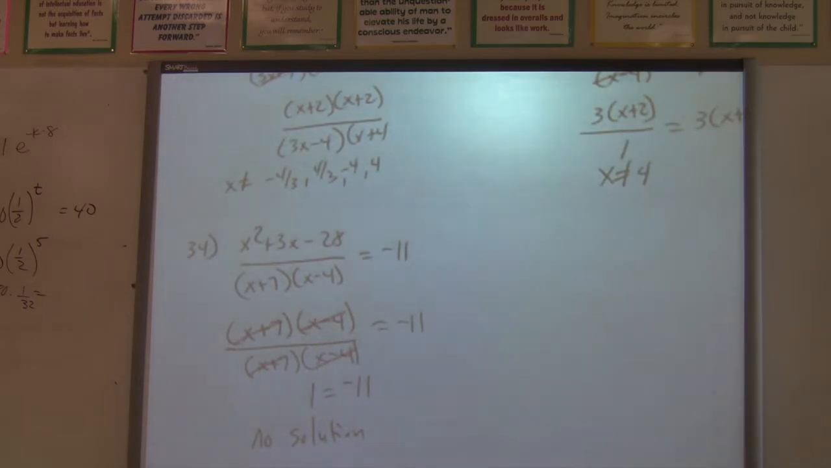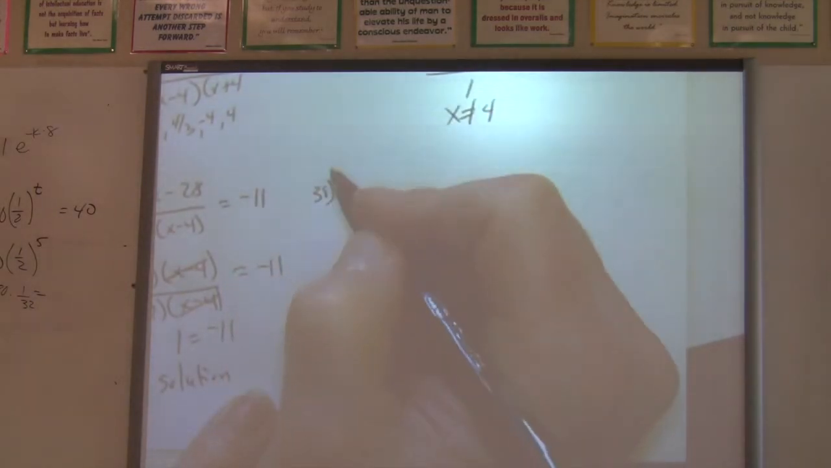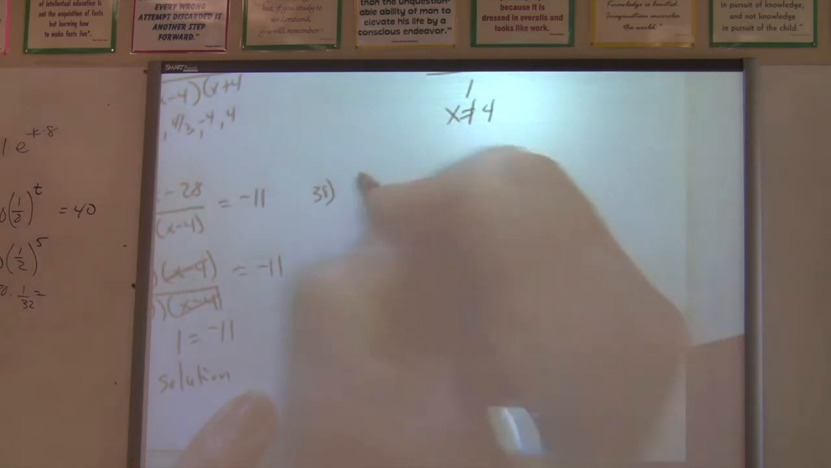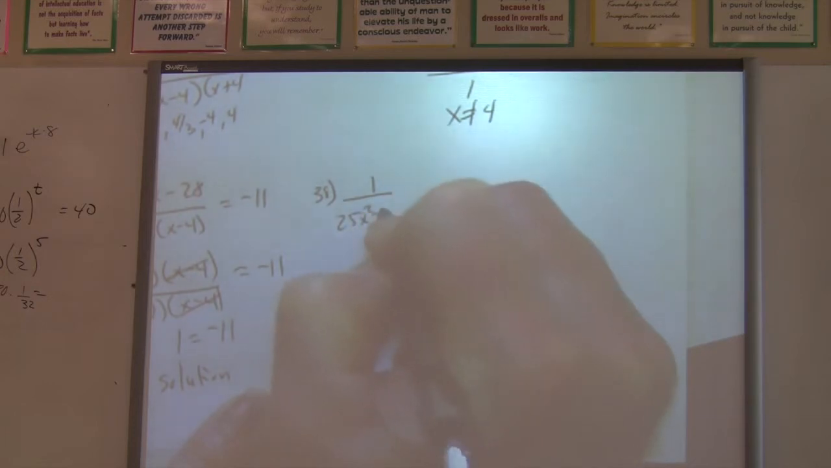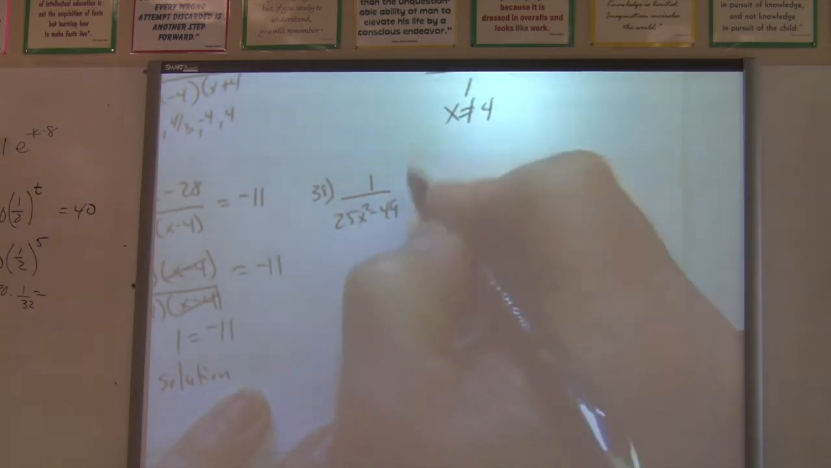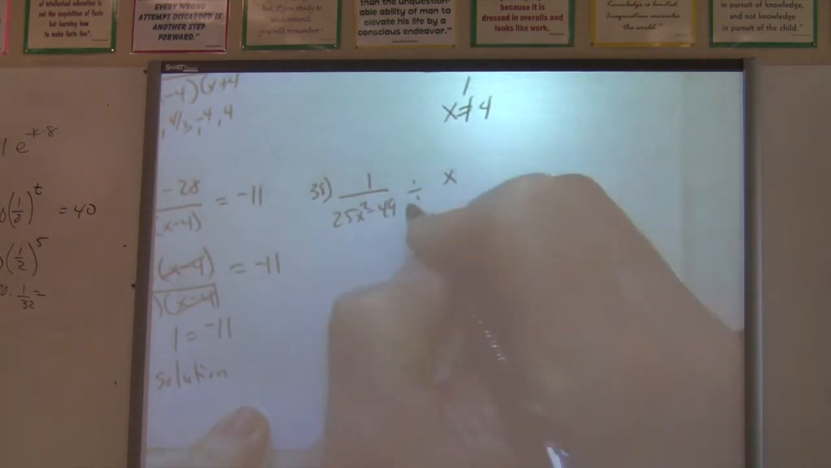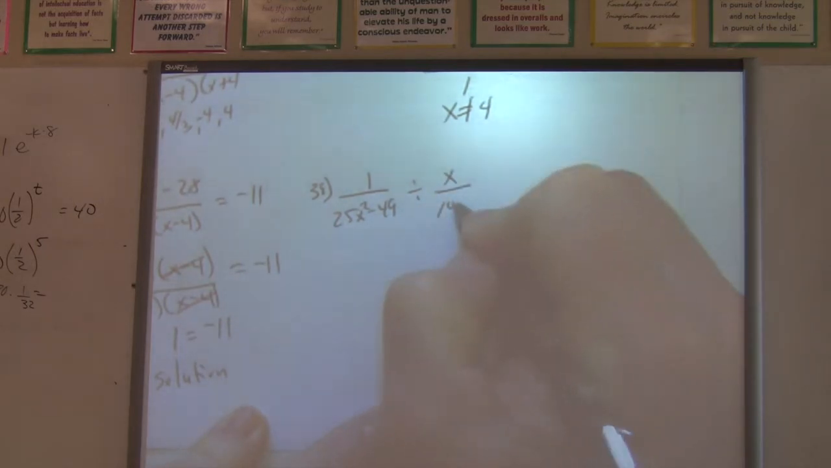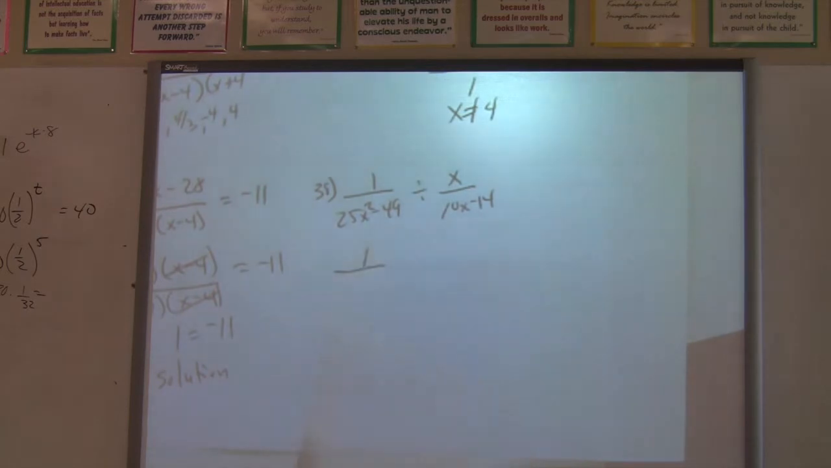And let's go through one more. Let's do number 38. 38 says 1 over 25x squared minus 49 divided by, so another division problem, 10x minus 14. So we have to factor this. Can't factor 1. Now, here it's really nice if you can recognize that that's the difference of two squares, because otherwise you're going to have to go 25 times 49.